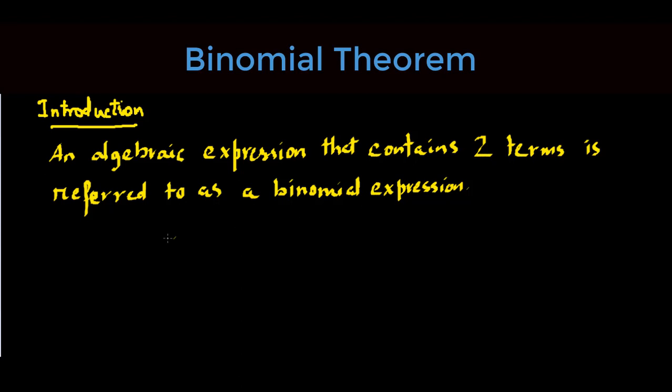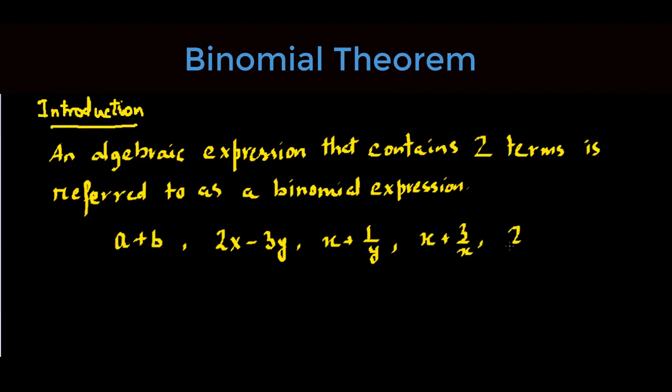For example, if we consider a plus b, then twice x minus thrice of y, x plus 1 over y, x plus 3 over x, 2 over x minus 1 over x squared, etc. These are all different forms of binomial expression.